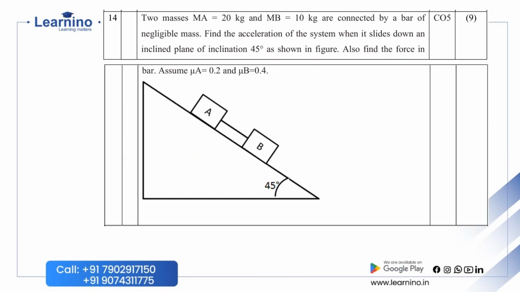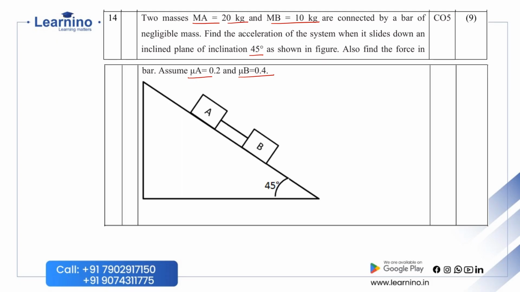Okay. Next question. Two masses MA 20 kg and MB 10 kg are connected by a bar of negligible mass. Find the acceleration of the system when it slides down an inclined plane of inclination 45 degrees as shown in the figure. Also find the force in the bar. Assume mu A is equal to 0.2 and mu B is equal to 0.4.